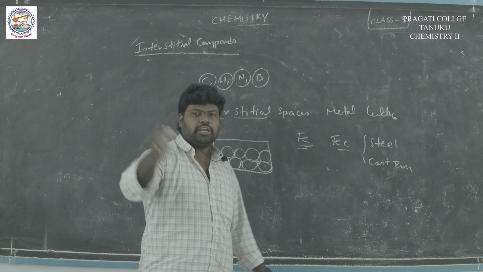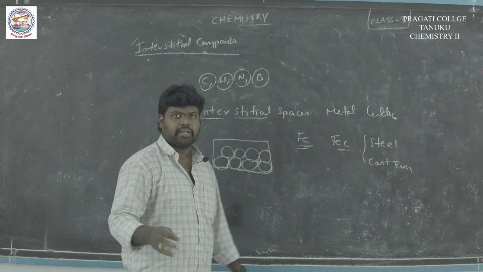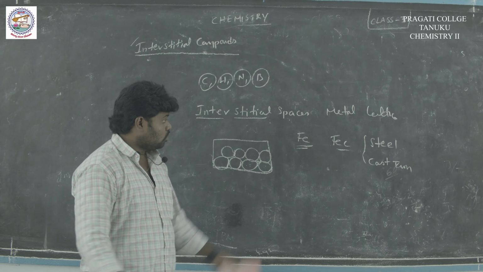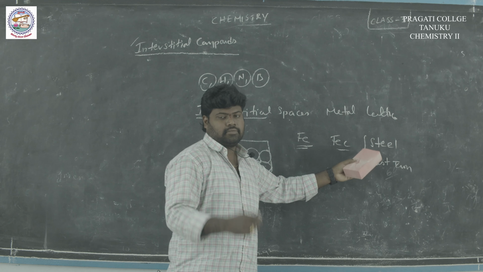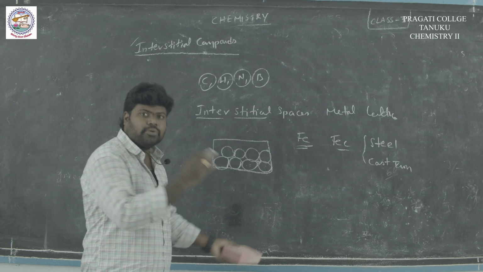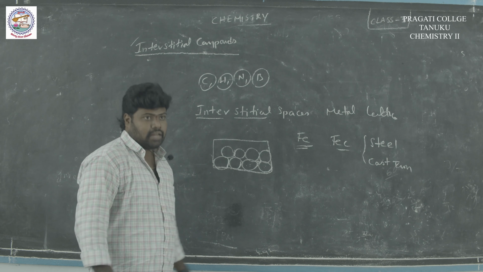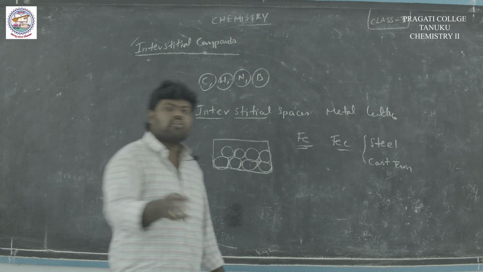Steel is used in house construction, and cast iron is used in utensils and also railway sleepers. So they are stronger metals. These stronger metals are interstitial compounds, not pure metals. Okay, and these interstitial compounds are also called non-stoichiometric compounds.